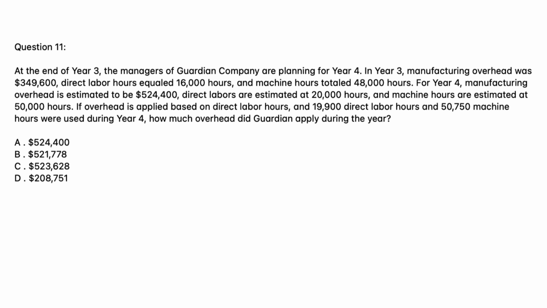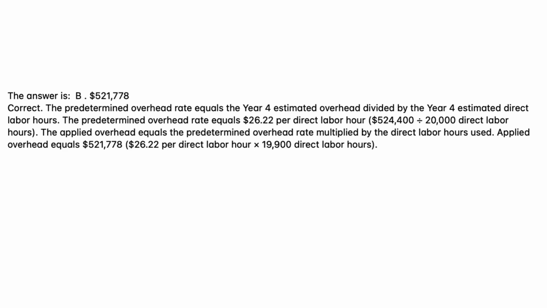$524,400. B. $521,778. C. $523,628. D. $208,751. The answer is B. $521,778. Correct. The predetermined overhead rate equals the Year 4 estimated overhead divided by the Year 4 estimated direct labor hours.